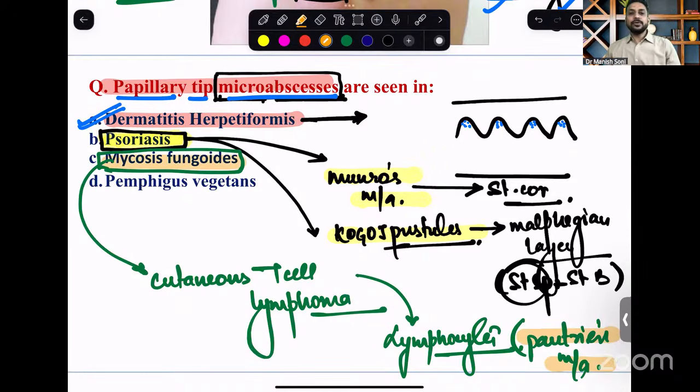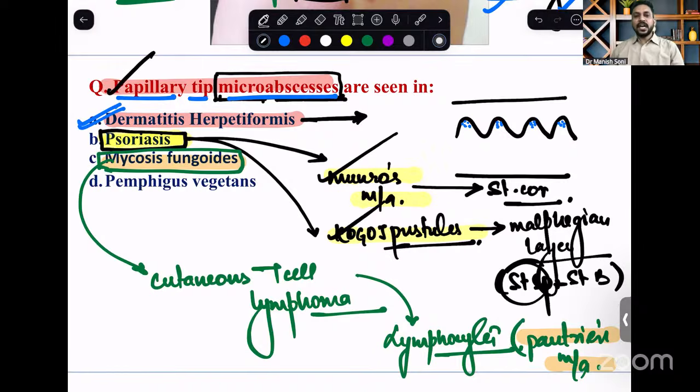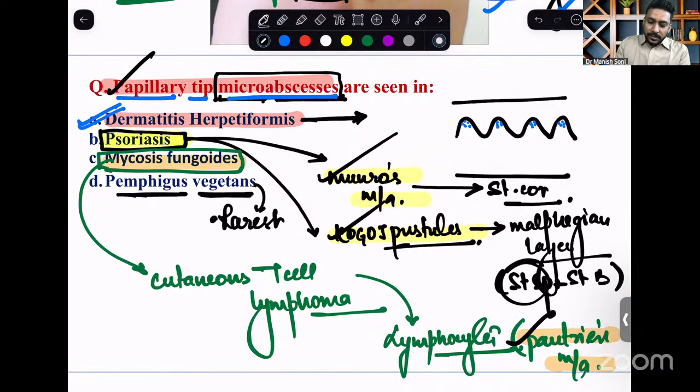in mycosis fungoides. But remember that these three, that is papillary tip, Munro's, Kogoj's, they are collections of neutrophils. Pautrier's microabscess are collection of lymphocytes, while there is a very rare variant of pemphigus known as pemphigus vegetans. This is the rarest type of pemphigus, and here collection of eosinophils are seen. So collections of eosinophils are seen in pemphigus vegetans.